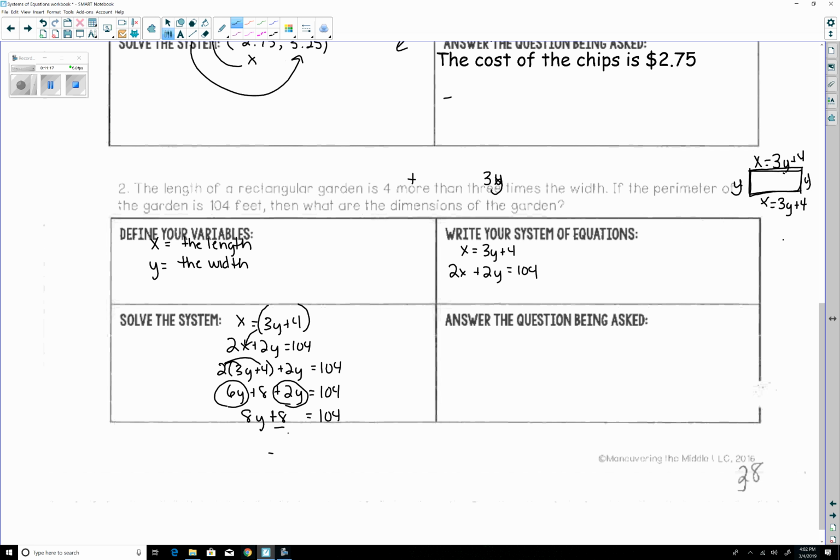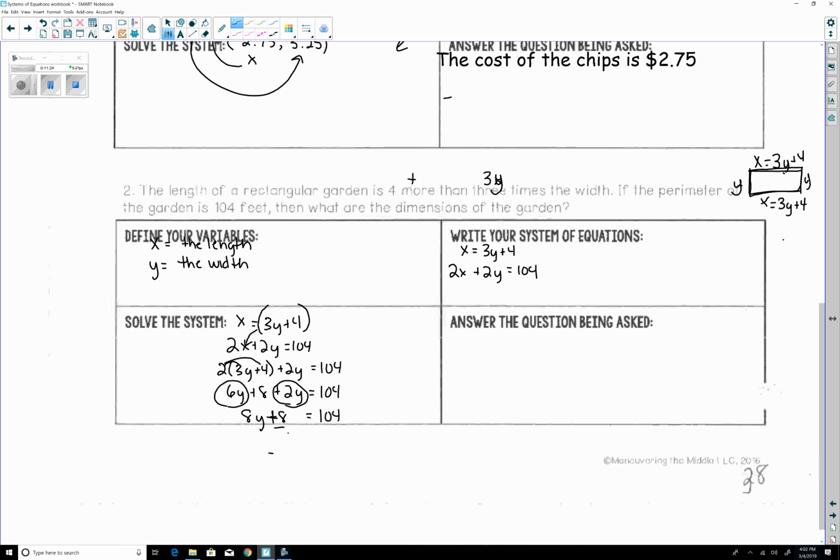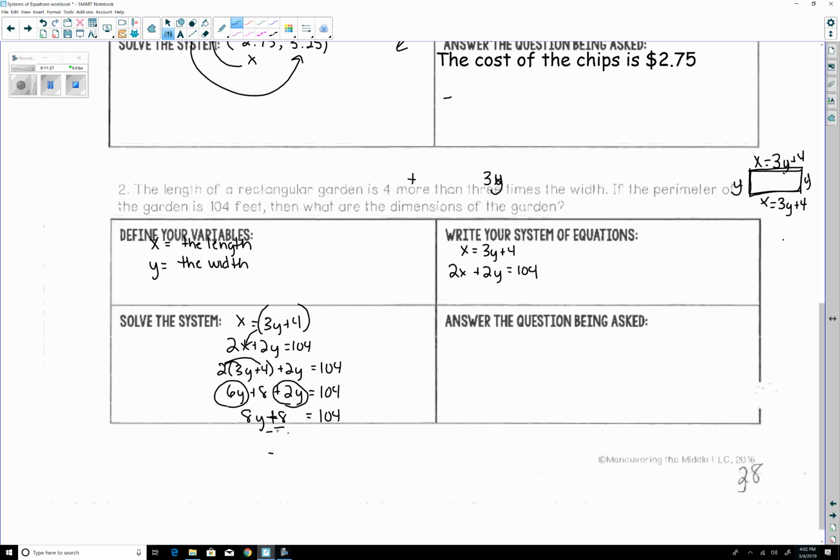This looks like a division sign, but it should be a plus. Now I'm going to subtract 8 from both sides. I don't know why that happened. So 8y equals 96. And it's not negative 8y. This is just a weird mark. Divide by 8. Divide by 8. And y is going to equal 12. So I'm halfway there.